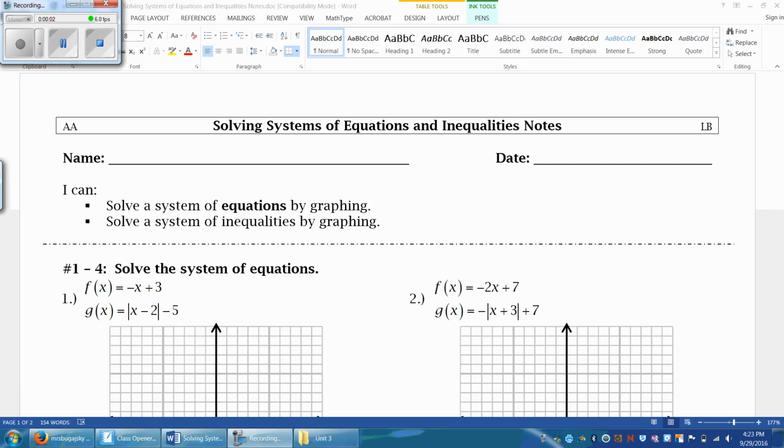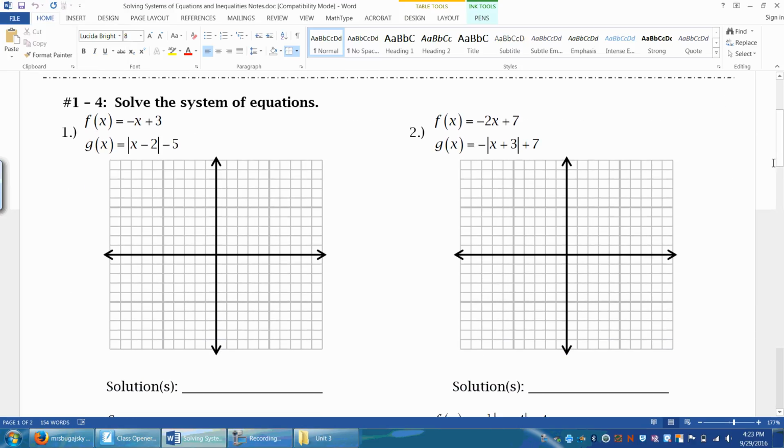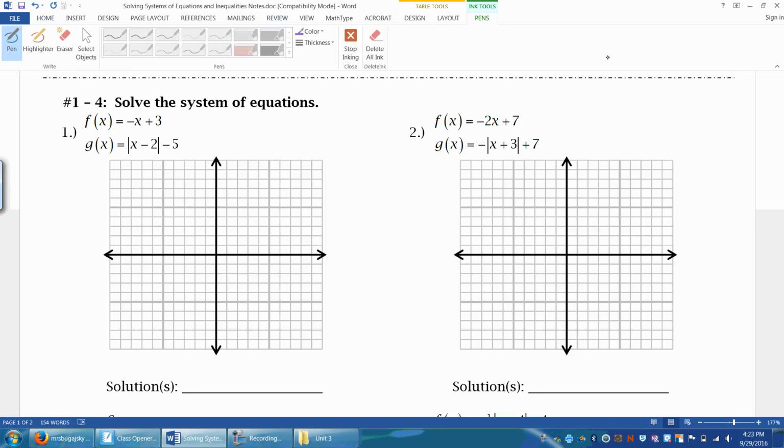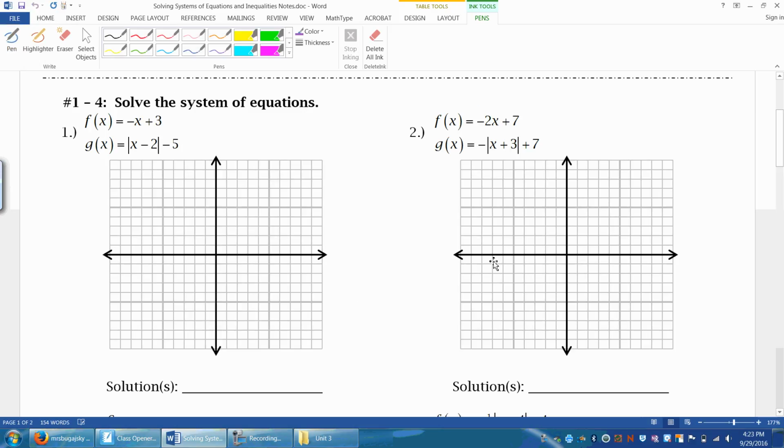Today's notes are on solving systems of equations and inequalities, and they're very similar to what we've been doing for the past 2 days. We're going to have you graph, and if you remember from last chapter, we're also going to solve a system by finding intersection points. Now the tricky part here is that we're going to mix lines and absolute value equations and inequalities together.